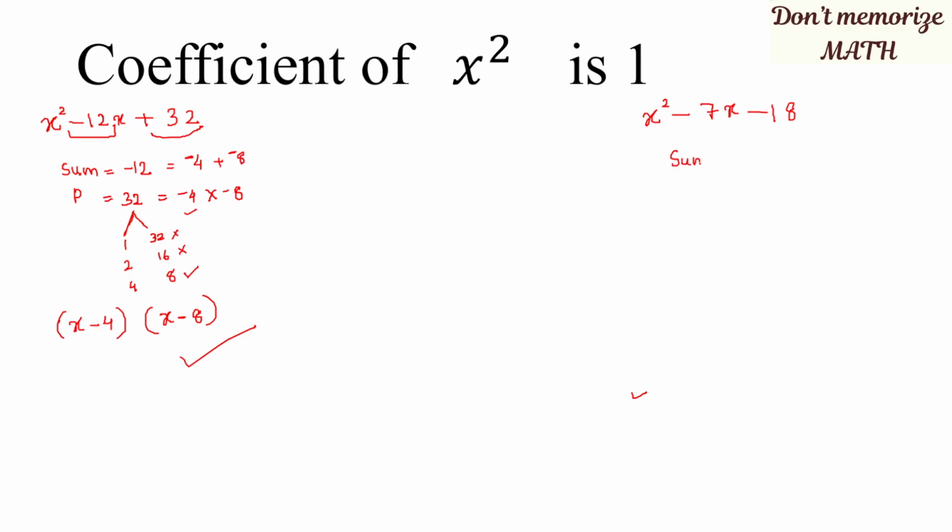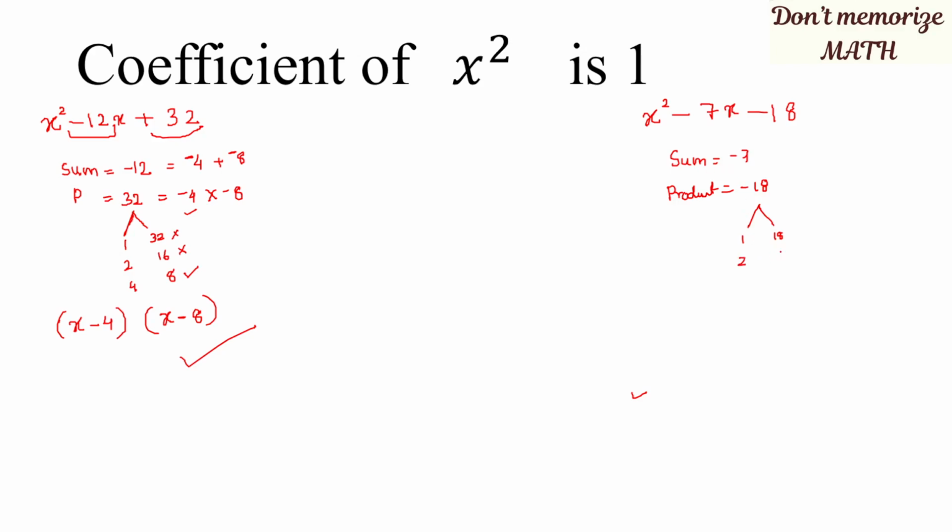So write the sum. Sum is negative 7, the number with x. Product is negative 18. So now we need two numbers whose product is minus 18 and sum is negative 7. So split 18. 1 and 18 is 18. When you multiply, no need to put negative here. If you are putting negative, one pair will be minus 1 and 18 and the other pair will be minus 18 and 1. So no need to put the negative here. Then we cannot get the sum as minus 7, no chance.